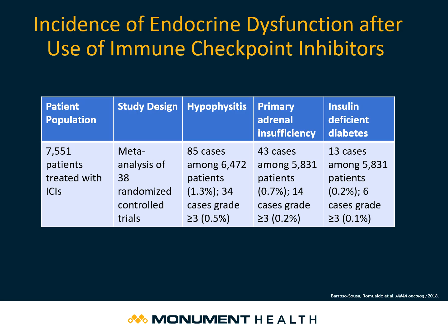This slide shows the incidence of endocrine toxicities after the use of immune checkpoint inhibitors. These instances are reported from a meta-analysis of 38 randomized controlled trials that were evaluated by researchers at the Dana-Farber Cancer Institute and Brigham and Women's Hospital in Boston, Massachusetts. While the incidence of these toxicities is rare, it is important for me to cover the management of these toxicities because they are irreversible and potentially life-threatening if not treated appropriately.